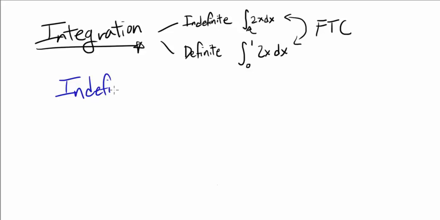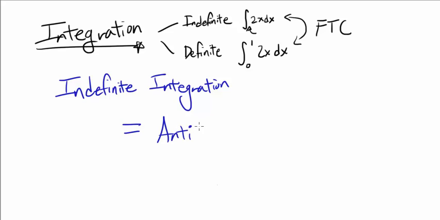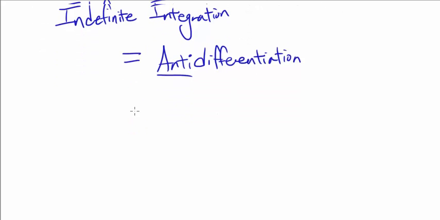Indefinite integration is exactly the same thing as finding the antiderivative. So anti-differentiation. So indefinite integration and anti-differentiation are the same thing. Now, what is anti-differentiation? We know differentiation.